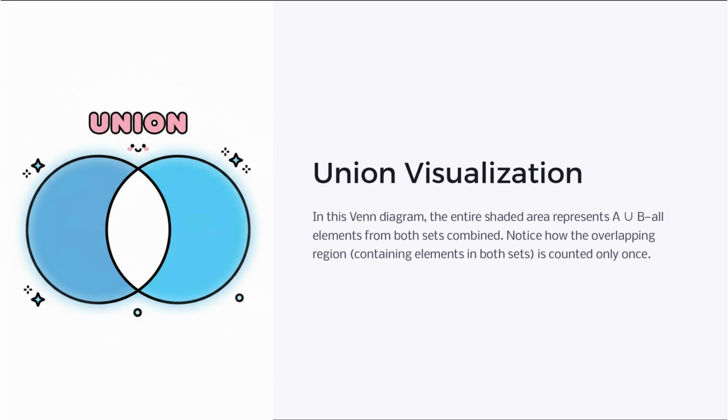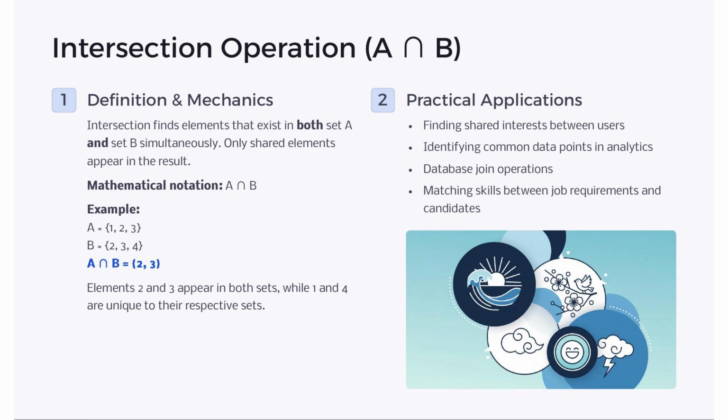In this Venn diagram, the shaded area illustrates the union of sets A and B, encompassing all elements from both sets. The overlapping region, where elements are common to both sets, is included only once, highlighting the comprehensive nature of the union operation.